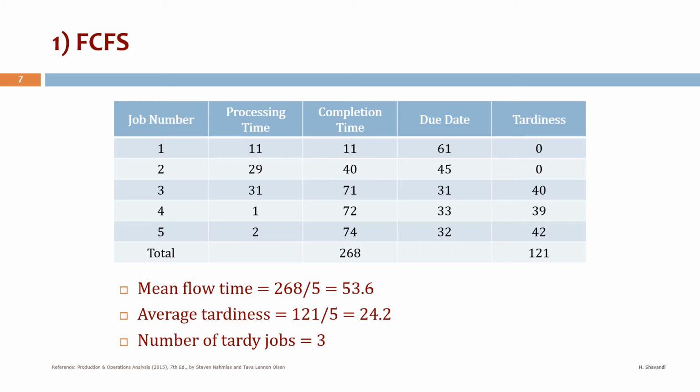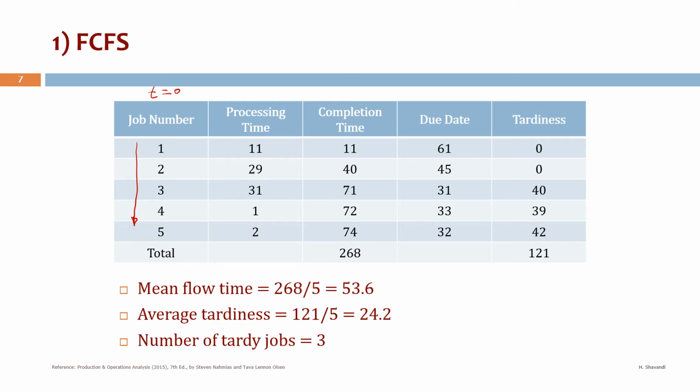So this is the order based on first come, first serve. I mean the order of arrival. Now in FCFS we will schedule the jobs based on first come first serve. Because of that, the first job will be job number 1. Here we assume that the current time t is 0. The first job will be job number 1, so it takes 11 days.